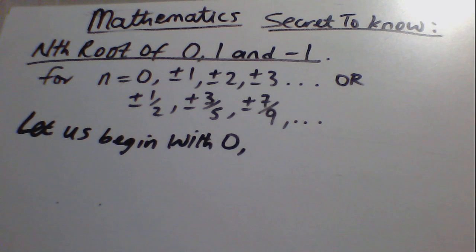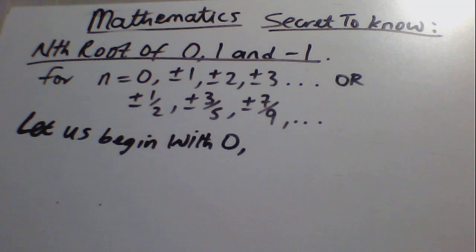Alright, good day students. As you can see, what we have today is the nth root of 0, 1 and minus 1. The secret to know about the nth root of 0, 1 and minus 1: in this case, n is the number we selected. It can be 0, plus or minus 1, plus or minus 2, plus or minus 3 and so forth, integers. Or it can be a fraction, rational numbers, plus or minus 1/2, plus or minus 3 over 5, plus or minus 7 over 9, any fraction.